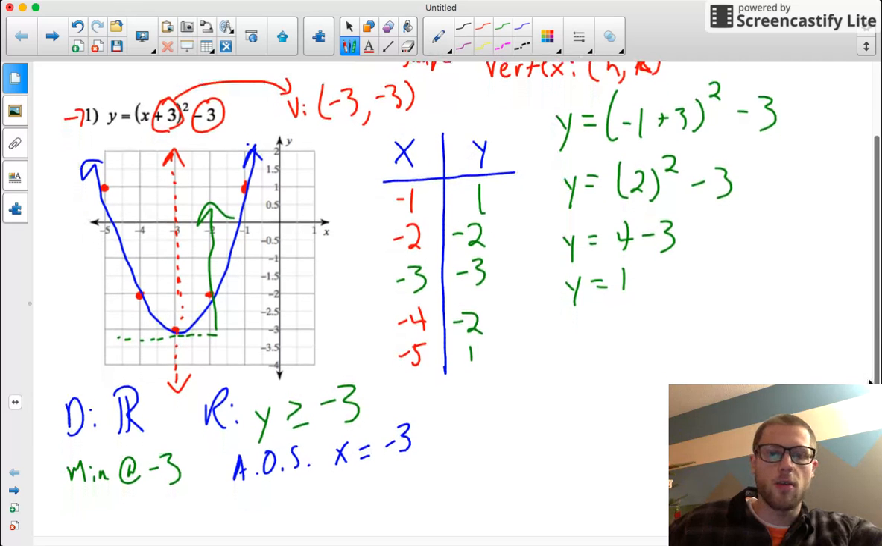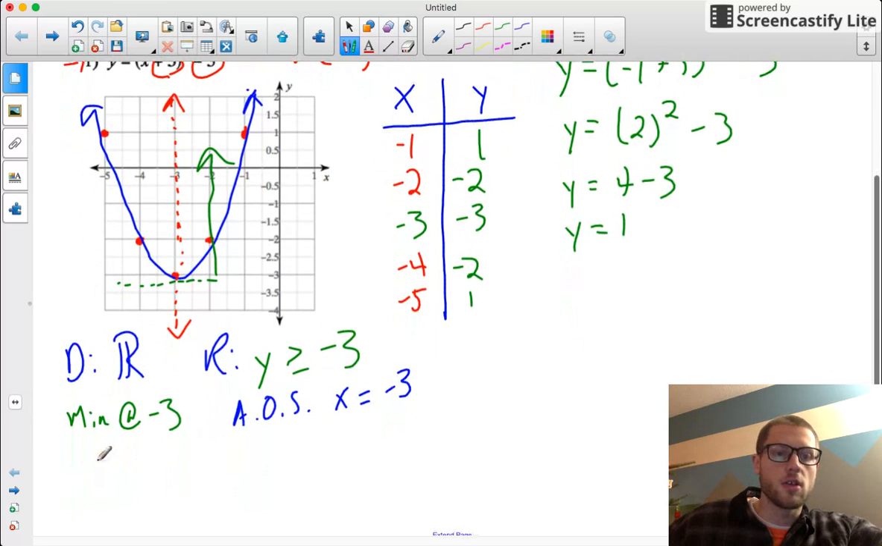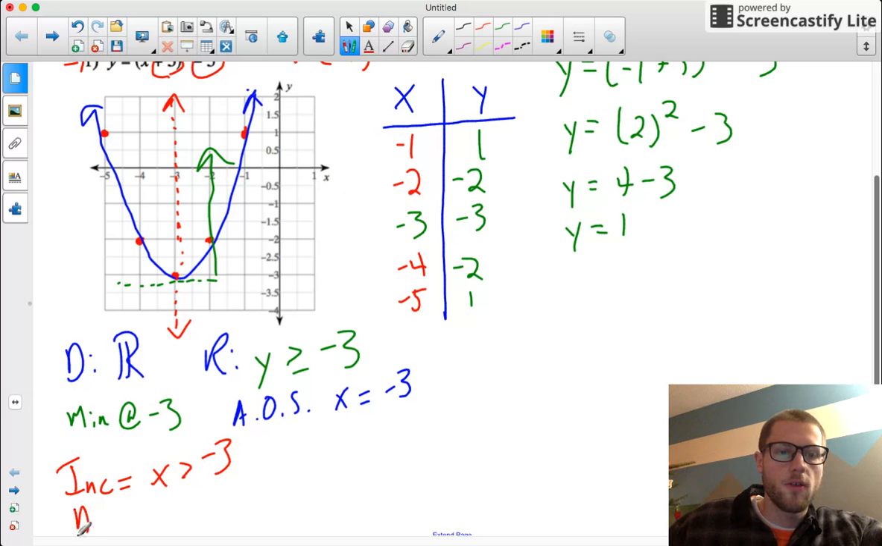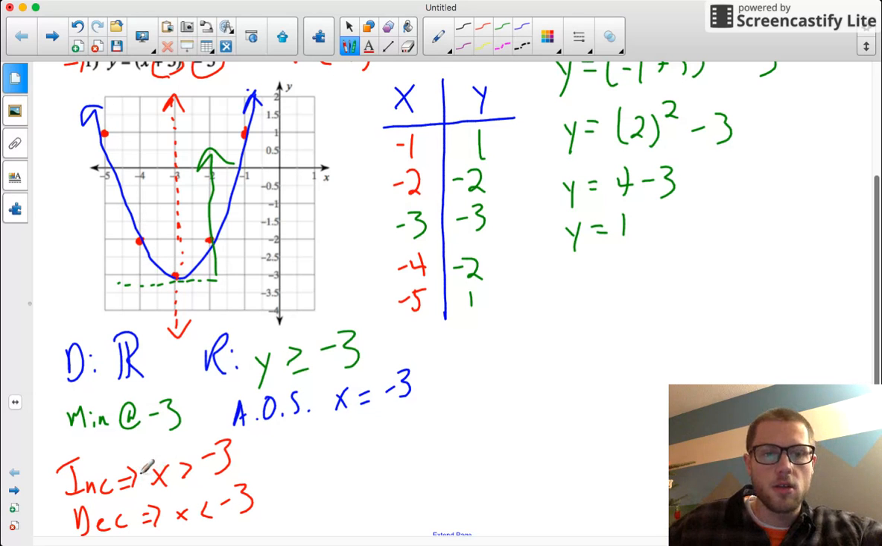What else? I could talk about when this thing is increasing and decreasing. If I were to start at my vertex and move to the right, that's when my parabola is going up. So I'm going to be increasing when all my x values are to the right of -3. So when x is greater than -3, I'm increasing. I'm going to be decreasing when x is less than -3. Since at that point, I'm going down in the parabola until I hit my vertex. So there are some properties to take note of when we're graphing this thing, and I hope that helped.